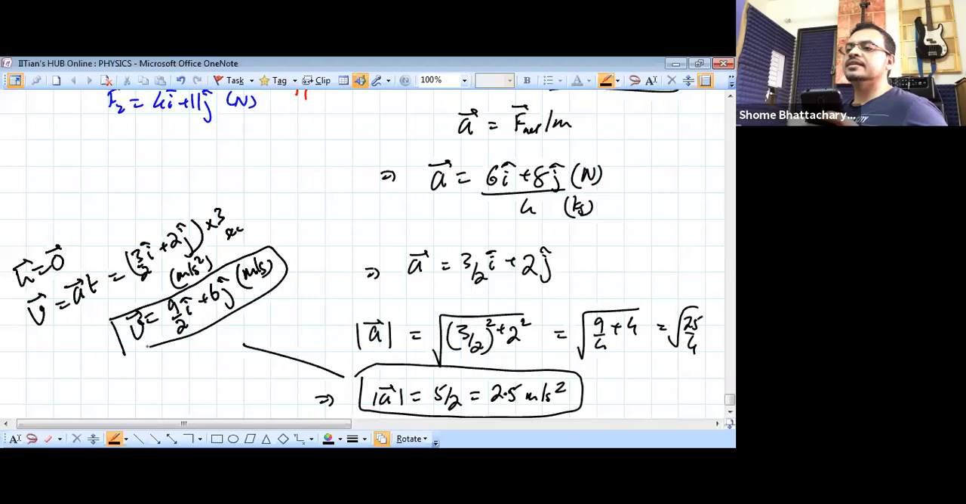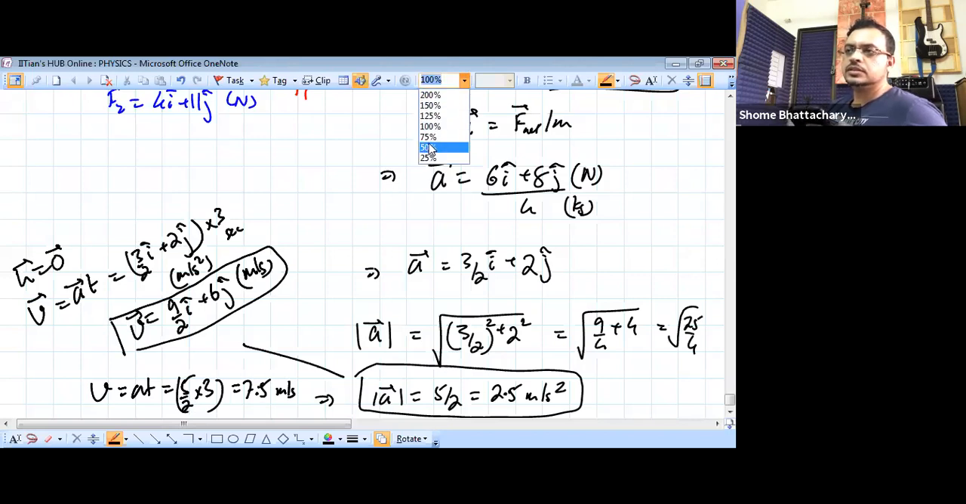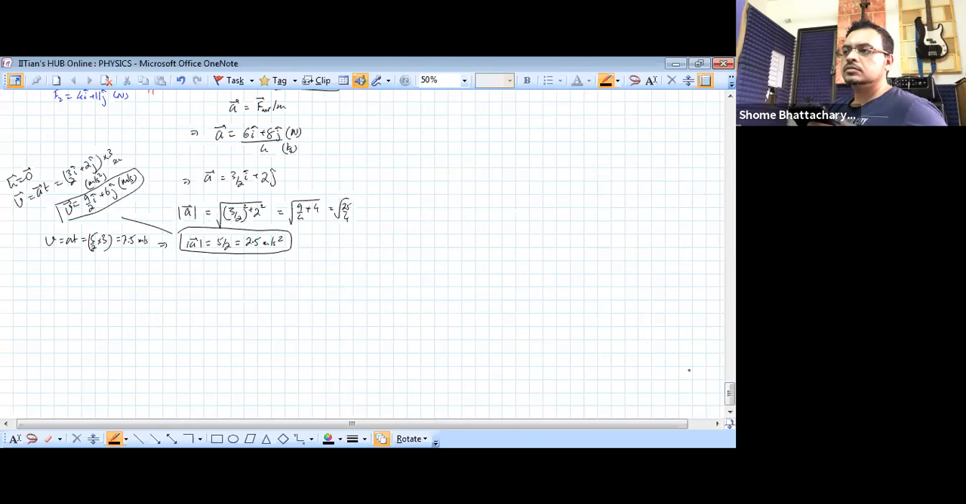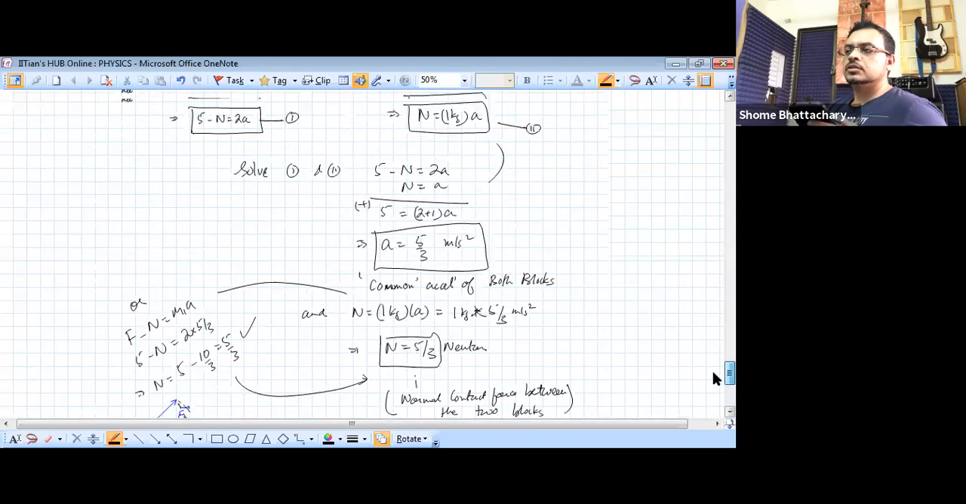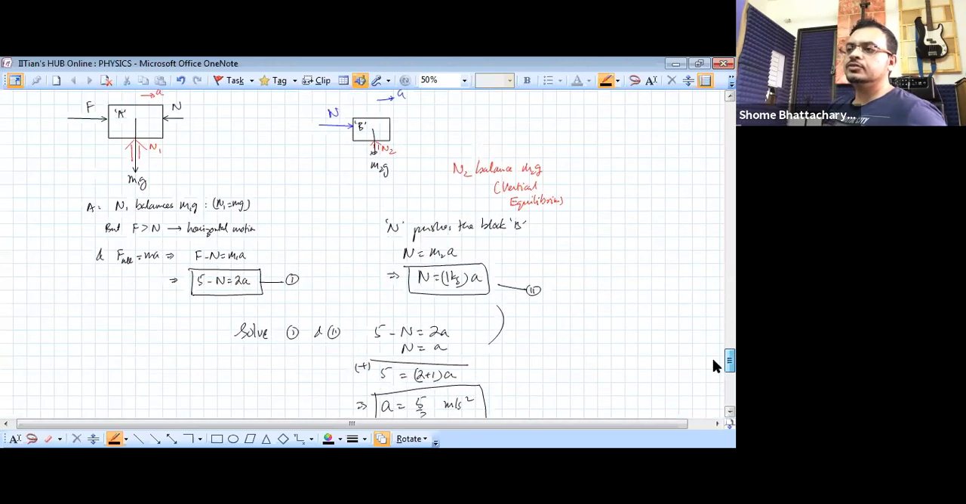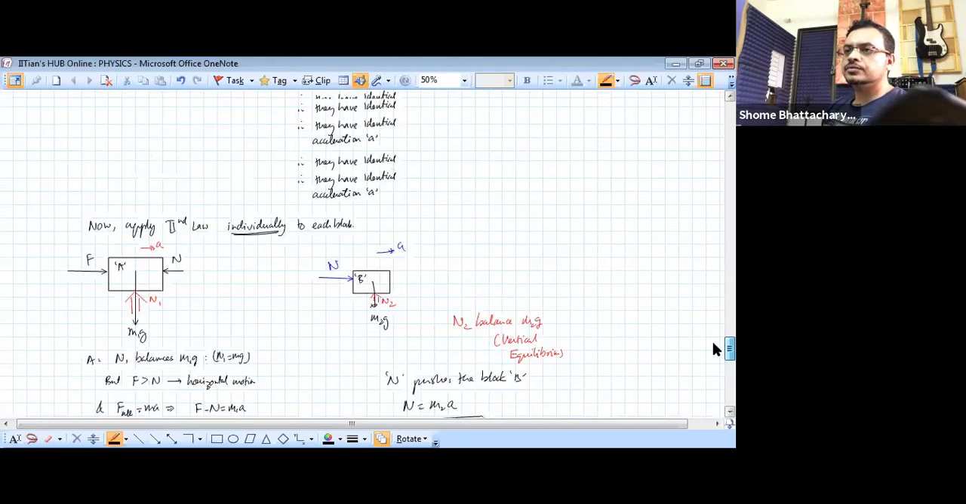Whereas if you want the magnitude of the velocity, it's 5 by 2 into 3, 7.5 meters per second. We have used the numerical values only to find B. We first found out the numerical value of A by using Newton's second law.